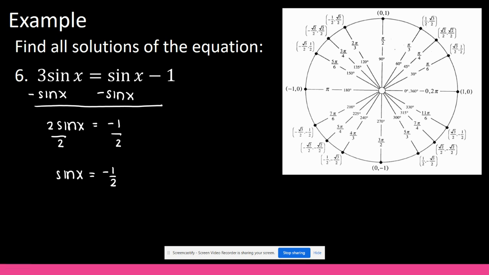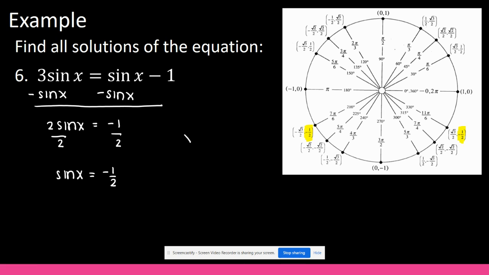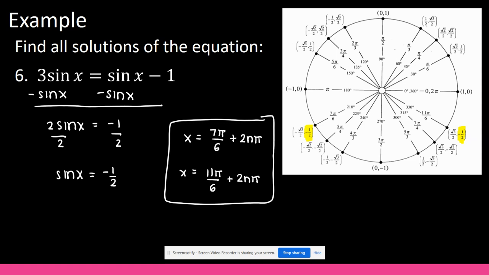So I'm looking for, where do I have -1/2 second in my ordered pair? Well, that falls here in the third quadrant, as well as here in the fourth. Notice that those quadrants are right next to each other, which indicates we're going to have to do our solutions with 2 different angles. We start with the third quadrant, which is 7 pi over 6, and we'll add on that 2n pi, and then we move over to the fourth quadrant, where that would be 11 pi over 6, and we'd add on our 2n pi. All of these are solutions to that equation.